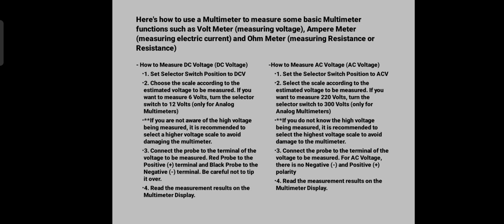3. Connect the probe to the terminal of the voltage to be measured. Red probe to the positive terminal and black probe to the negative terminal. Be careful not to tip it over. 4. Read the measurement result on the multimeter display.